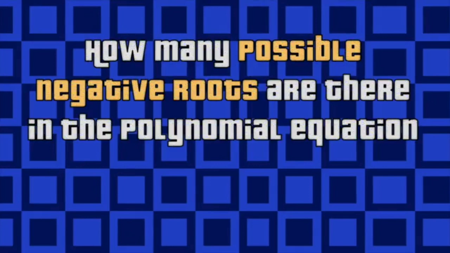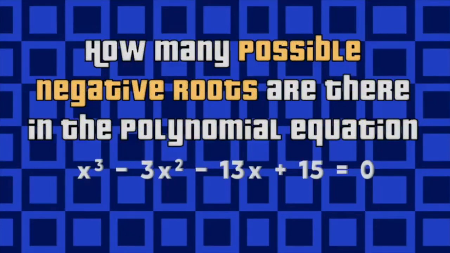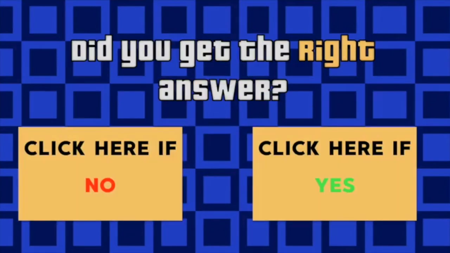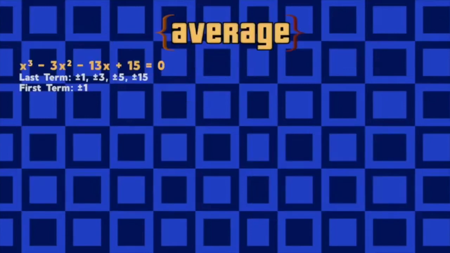How many possible negative roots are there in the polynomial equation x cubed minus 3x squared minus 13x plus 15 equals 0? Did you get the right answer? If you did, you can move on to the difficult round, but if you didn't, keep on watching. Before we start solving, let us remember that we are only looking for the possible roots. We are not trying to find the zeros of the said polynomial.